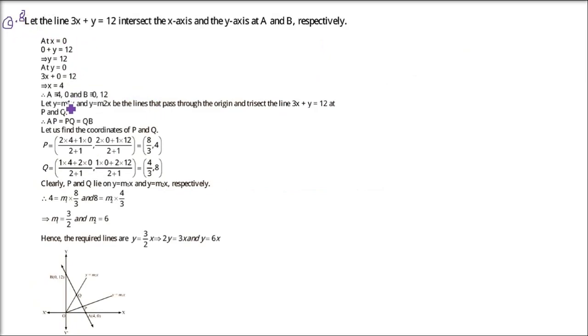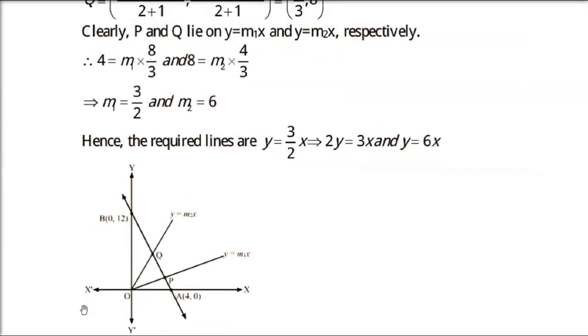Question number 8. Find the equations to the straight lines which go through the origin and trisect the portion of the straight line 3x plus y equals 12, which is intercepted between the axes of coordinates. So let me show you the diagram first. I'm going to make it. The question says there are straight lines, multiple lines, so we actually have 2 lines. It is also said in the question that both lines go through the origin.